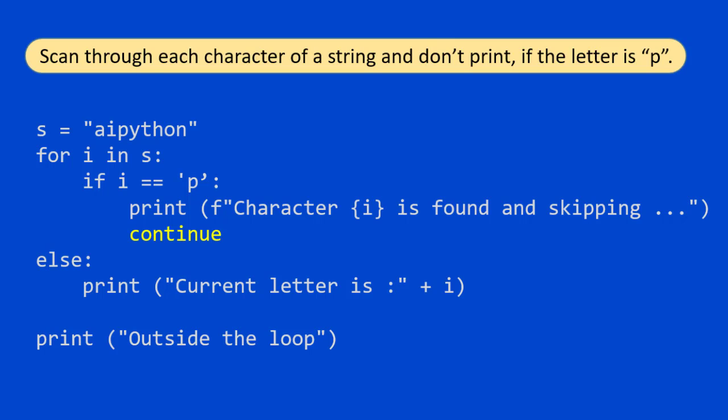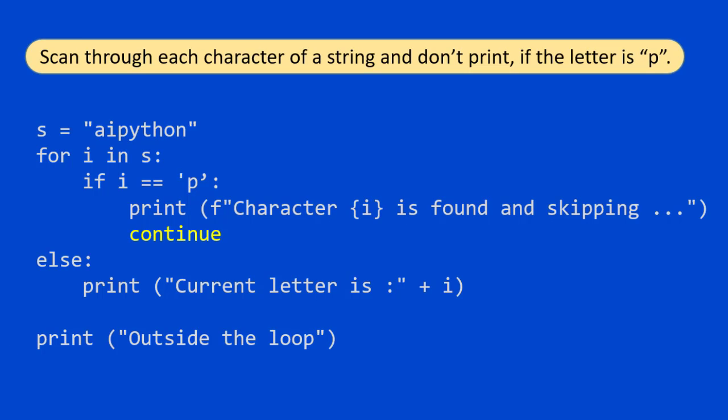So how can I skip that? By using continue statement. So this continue statement will skip this iteration and again point it to the next iterator, which is Y in this case. In the else line, it is print current letter is, plus whatever value of i is, and then it says print outside the loop, right? I hope you understand.